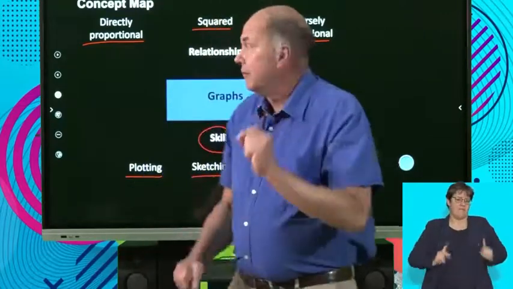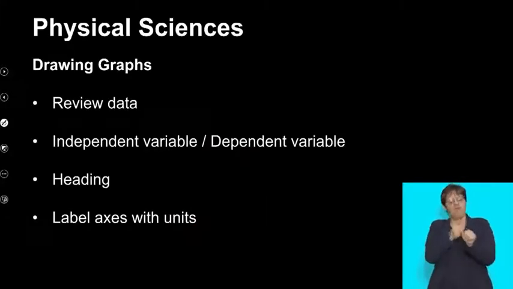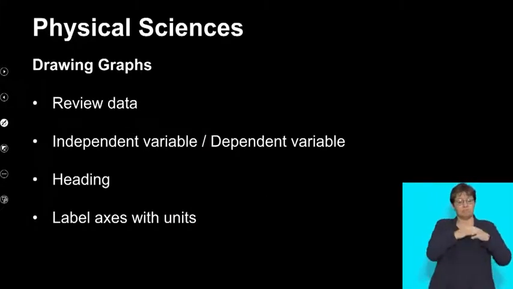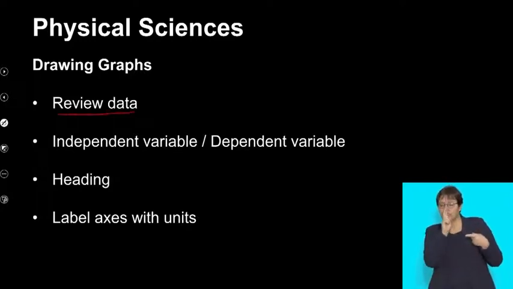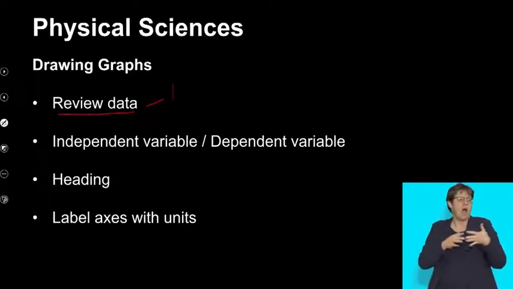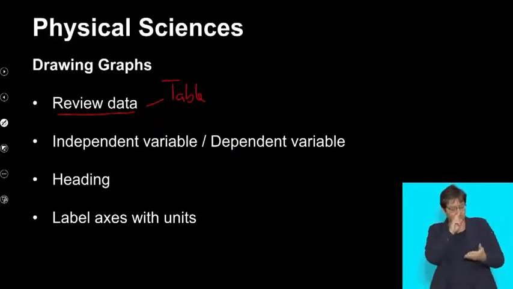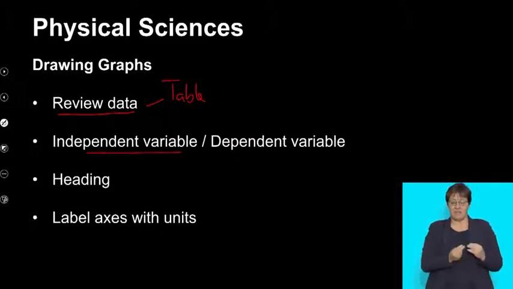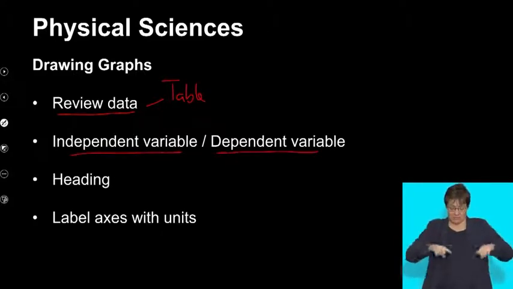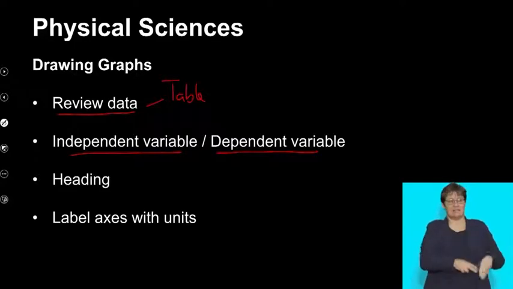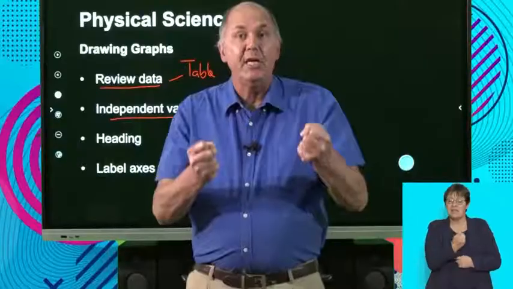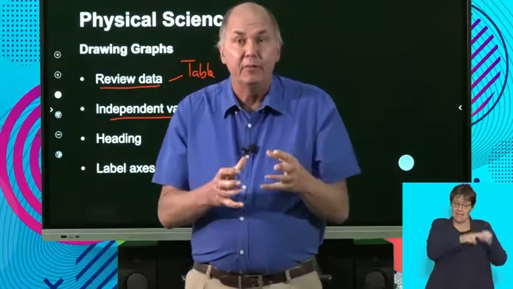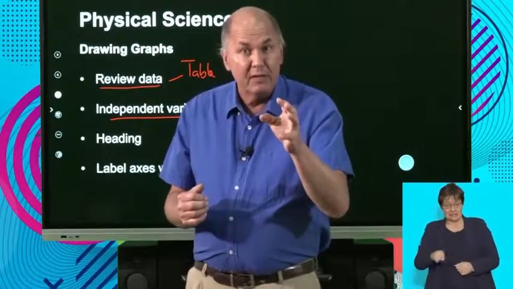And here are some points to follow. When you are drawing a graph, one of the first things you've got to do is look at the data. That will normally be given to you in a table. And you've got to recognize within the table that there are independent variables and there are dependent variables. And you need to make sure that you understand the difference between an independent and a dependent variable. Can you remember what those differences are?